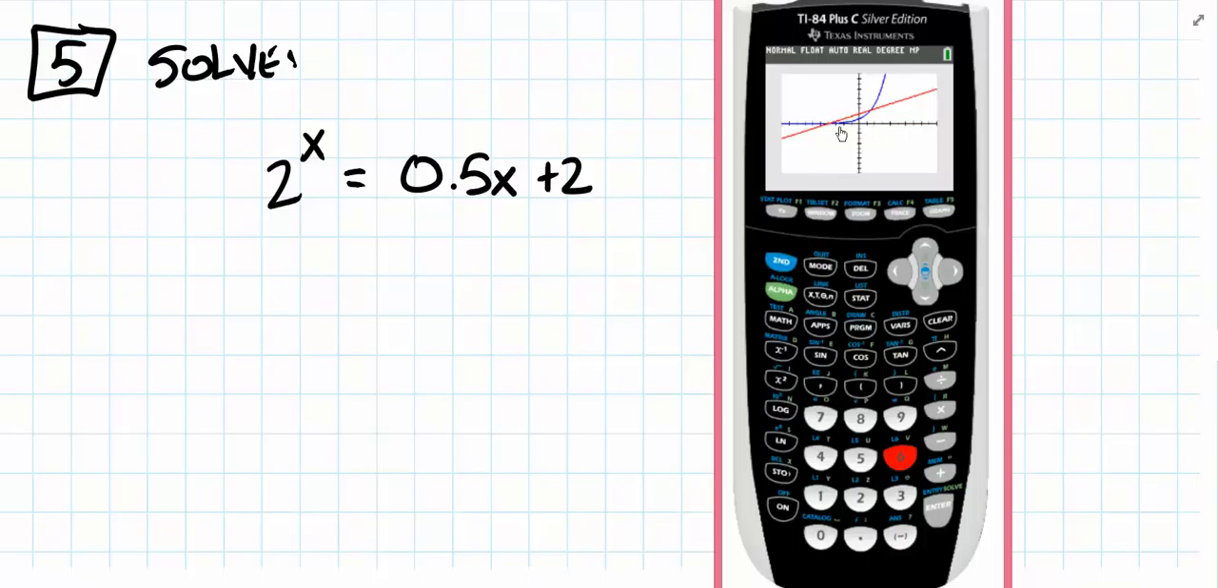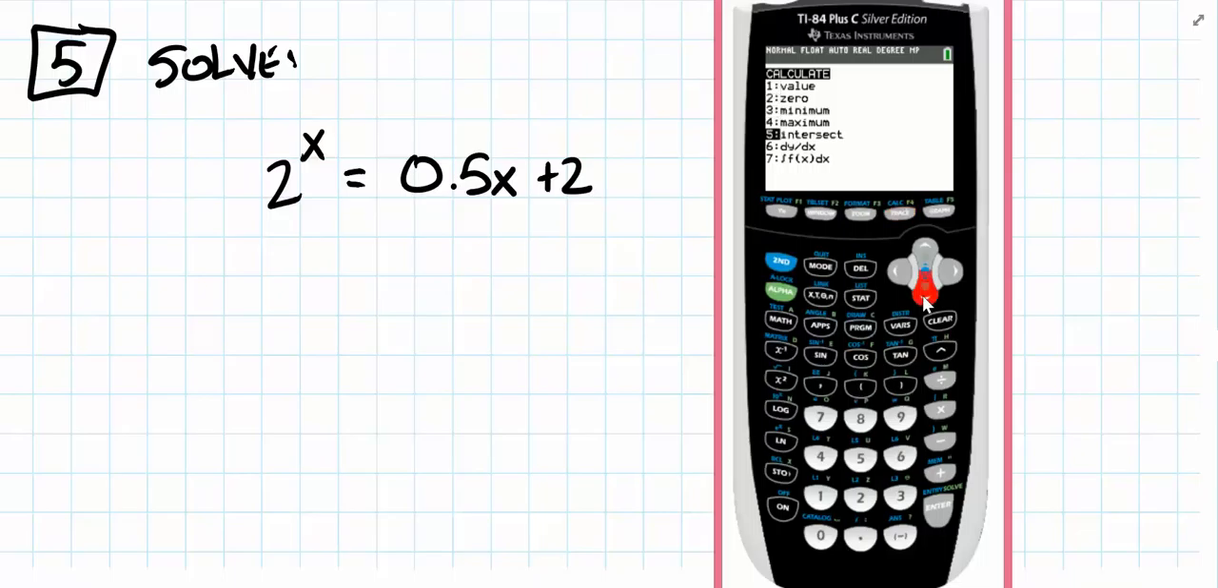Okay? So we need to adjust maybe the window to see, or we could just go ahead and try and use the window that we have and find the intersection points. So let's just go ahead and try and find the intersection points. So we're going to hit second, and we're going to hit the trace button, and we're going to calculate where these 2 lines intersect, which is option number 5. That's what we're looking for right now.